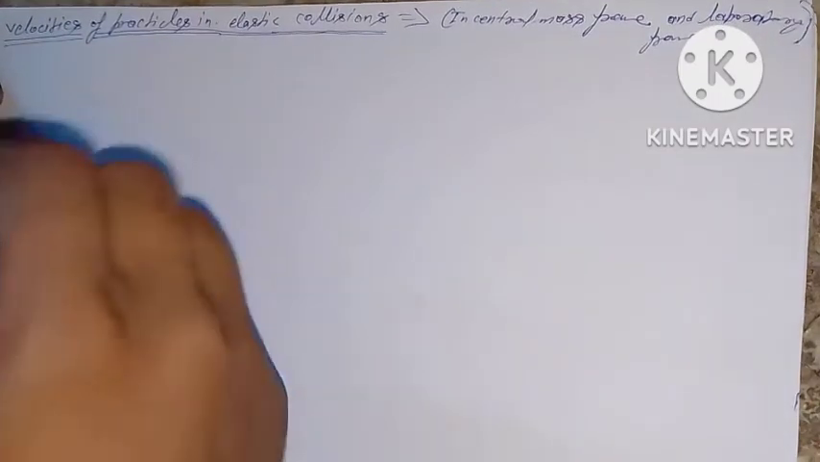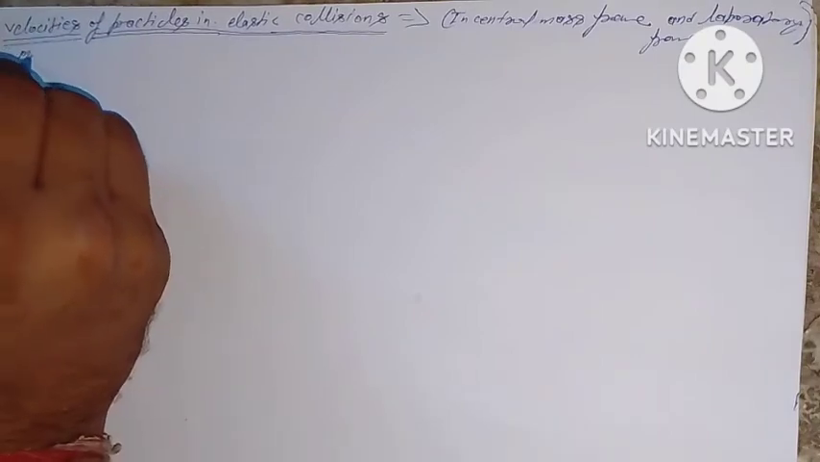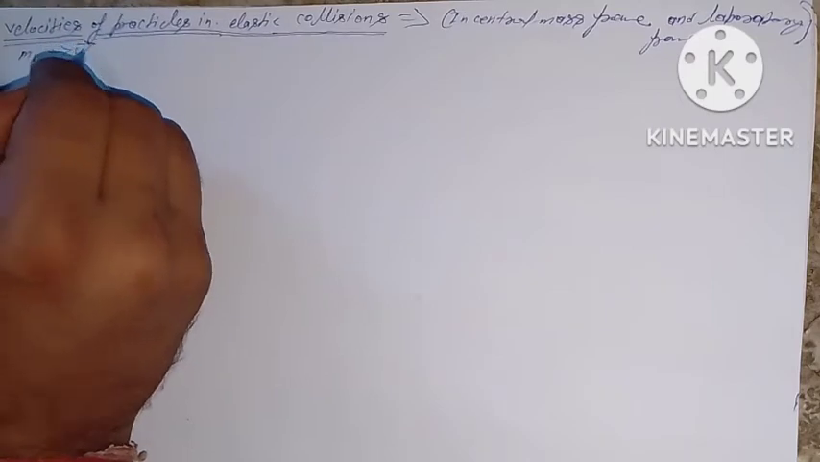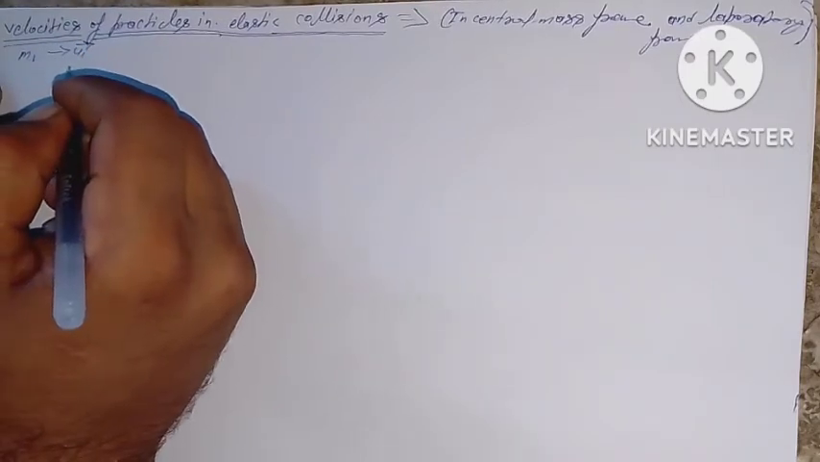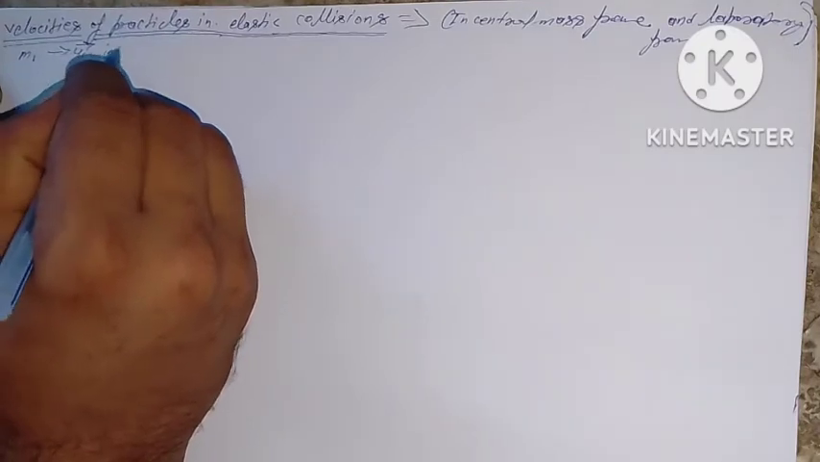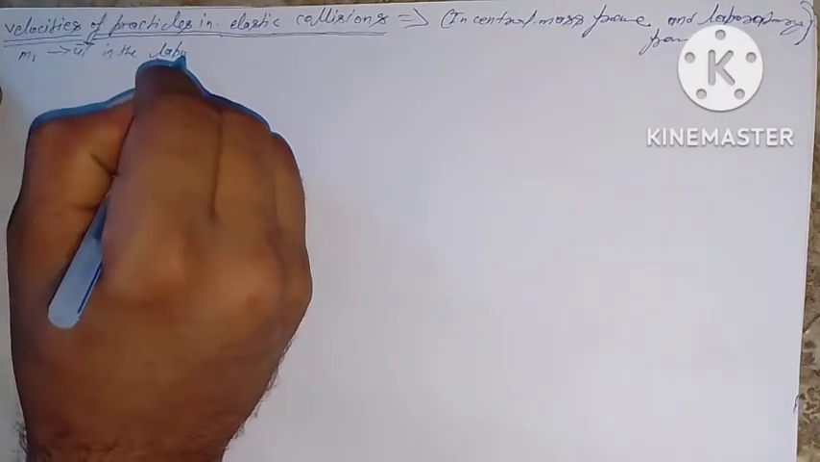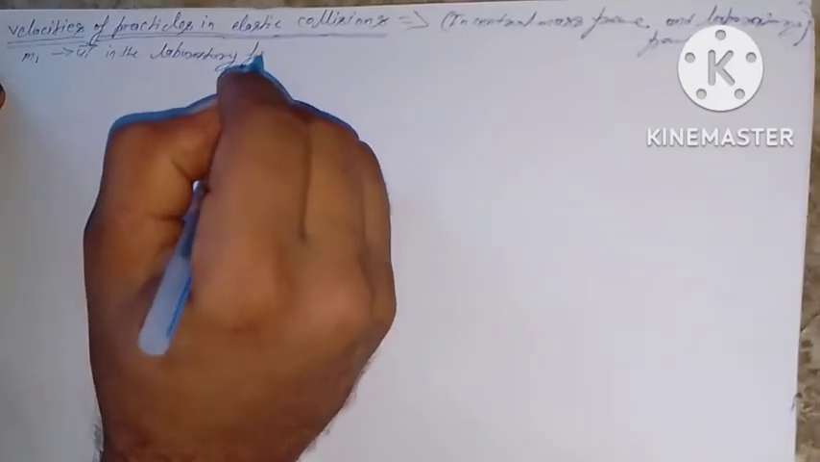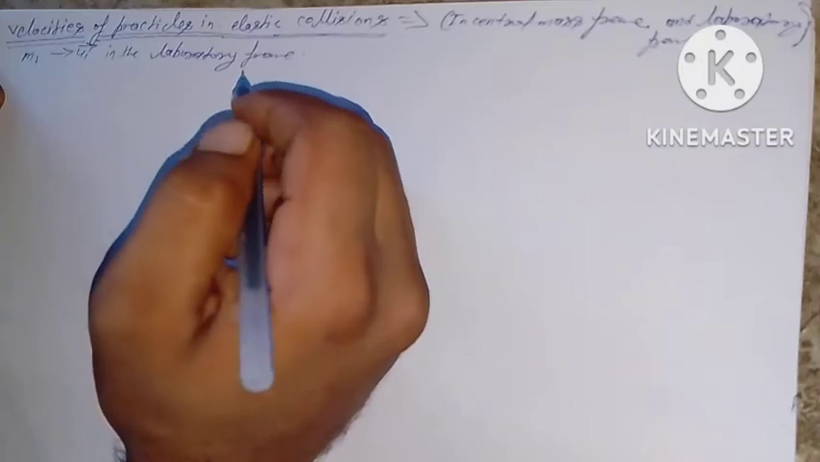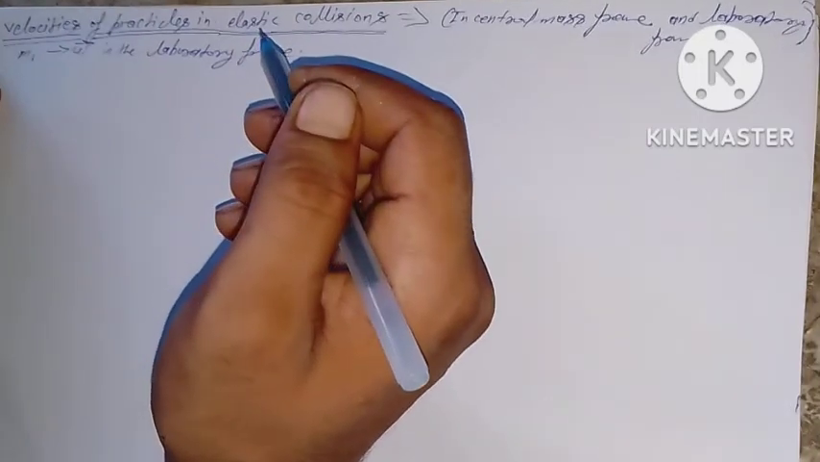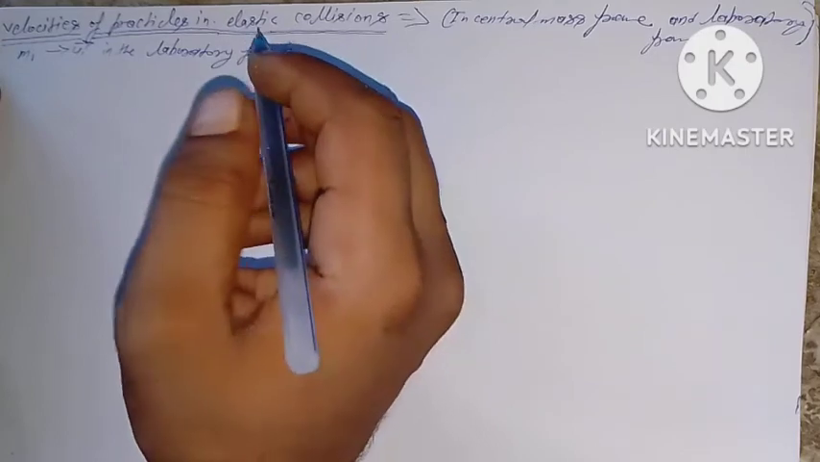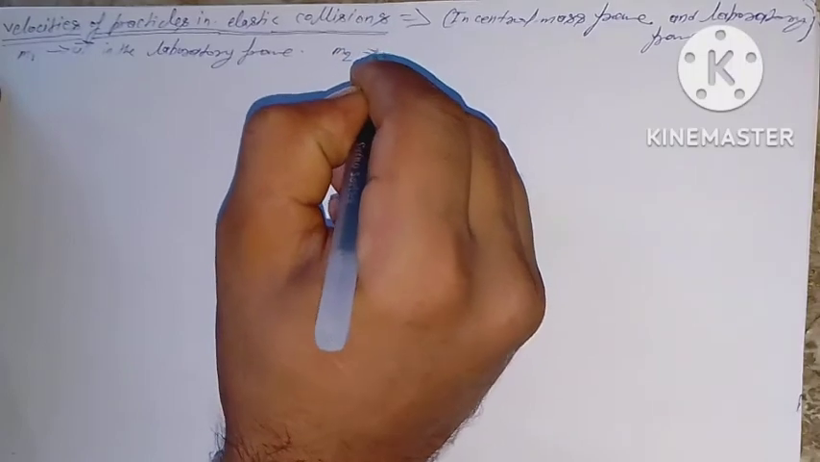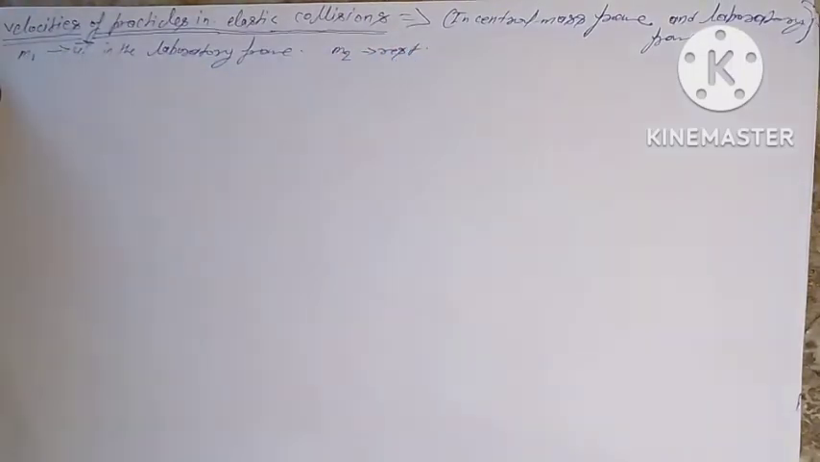Okay. Consider a particle of mass m1 moving with a velocity u1 vector in the laboratory frame, and it suffers a perfectly elastic collision with a particle of mass m2 at rest.